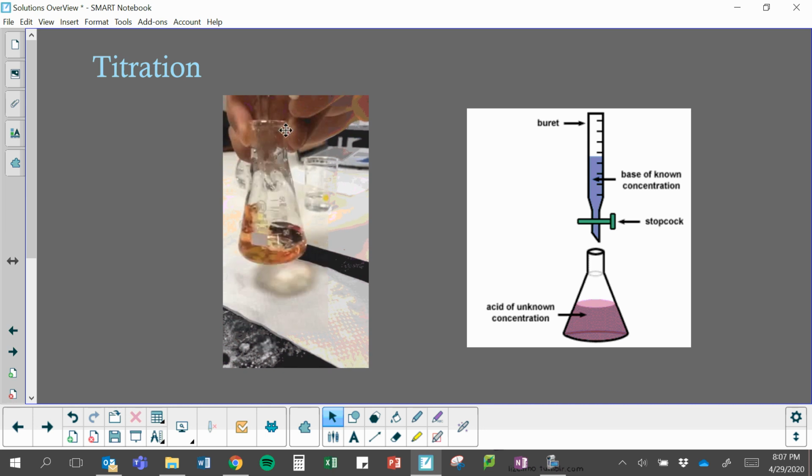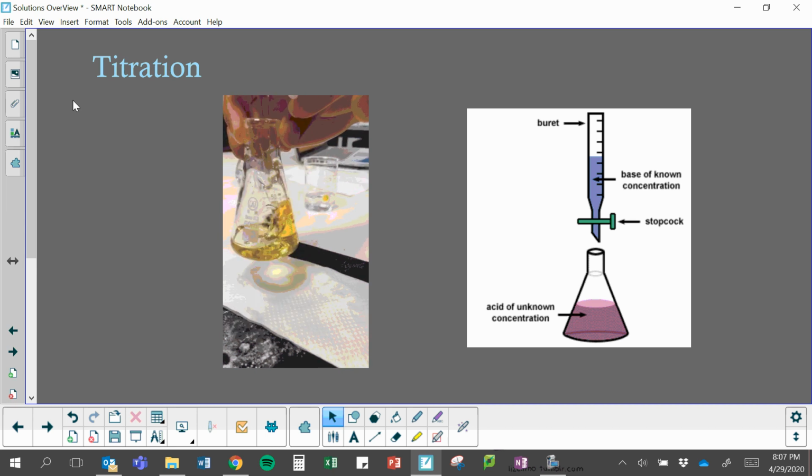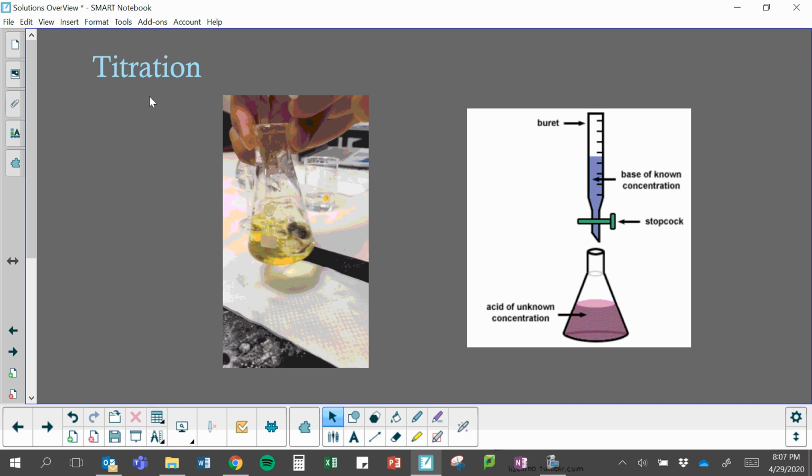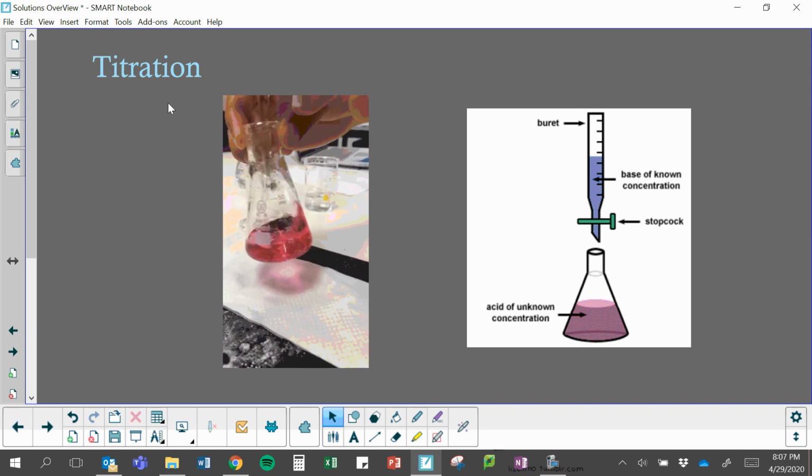So it tells you, you can then figure out, okay, if I added this much base to my solution and then it changed to this pH, you can then calculate the concentration of the acid that you had that was unknown. So this is a pretty common experiment that can be used in procedure to figure out the concentration of an unknown acid. And this would be pretty common. You will definitely probably be doing experiments with titrations in college if you do chemistry there.